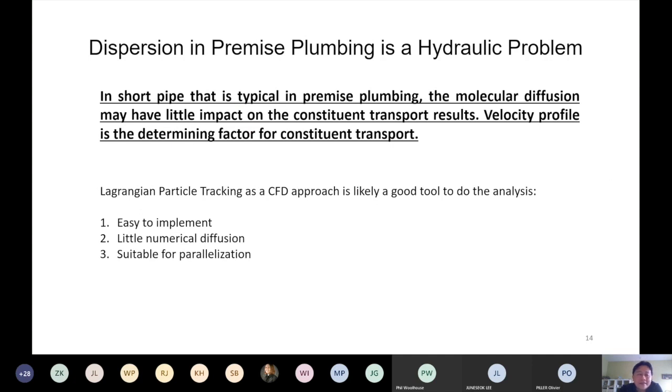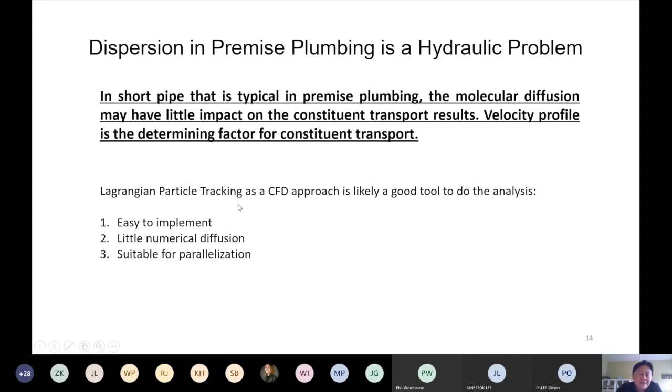Right. So the take-home message, I think, in short pipe that is typical in Krebs plumbing, the molecule diffusion may have little impact on constituent transport results. Velocity profile is the determining factor for constituent transport. So that answered the beginning question. I think dispersion in Krebs plumbing is a hydraulic problem. So that's why I think I can talk about this in the hydraulic session.